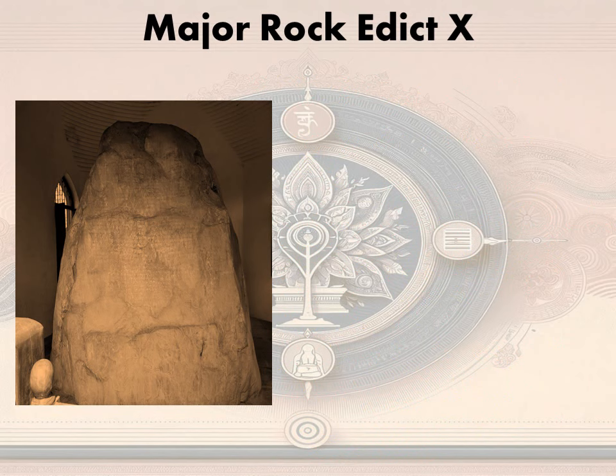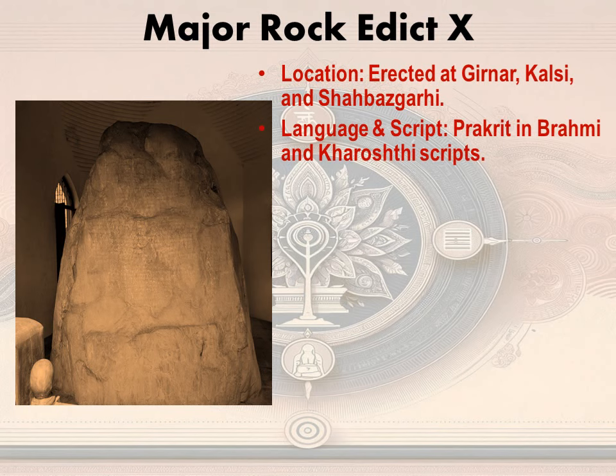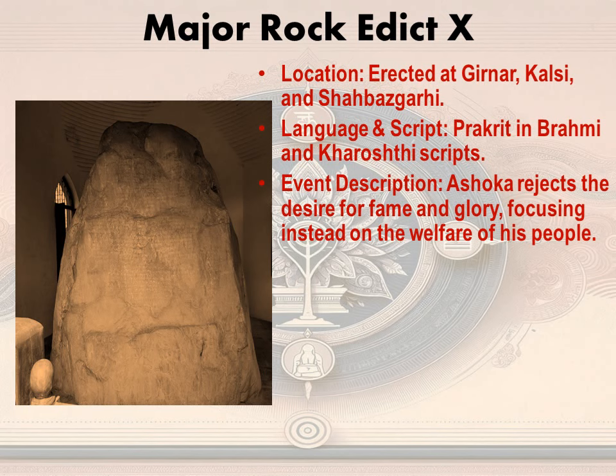Major Rock Edict number 10. It is again erected in Girnar, Kalsi, and Shahbazgarhi. The language is again Prakrit, and the script in the northwestern part is Kharoshthi, and in the northern part of the Indian subcontinent, it is Brahmi script. Ashok rejects the desire for fame and glory, focusing instead on the welfare of his people. So, in this edict, Ashok describes that he has no intention to remain glorified in history. The only intention with which he is leading his life is to focus on the welfare of his subjects.